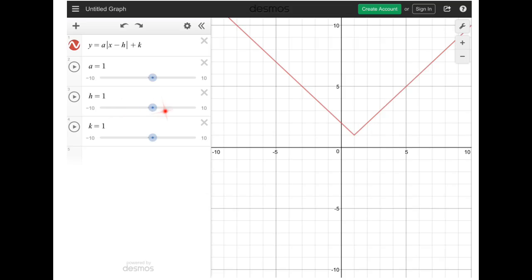But play around with each of these sliders to come to a conclusion as to what a does to our absolute value graph. What does that do to the shape of it? Does it move it someplace? What happens? Same thing with h. Move that around, see what effect this has on your graph, and then same with k. Move that around, see what effect that has on the graph. Okay, so pause the video, go do that. When you think you've got those figured out, come back to the video and it'll resume, and I'll sum up the things that you should have discovered.